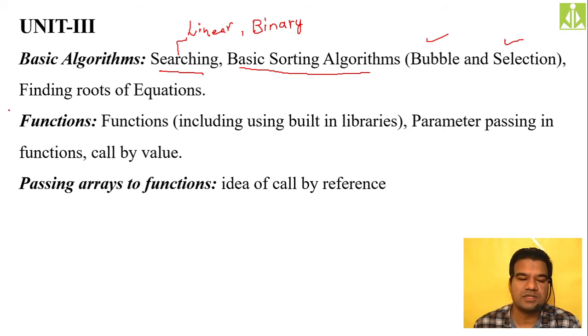Okay, then we have the functions concept. In these functions, what exactly a function is, the built-in functions, which we also call predefined functions, and the user-defined functions. What is the difference between predefined and user-defined functions? How we use them in our C programming language, everything we will discuss. Then we have the parameter passing concept, parameter passing to the functions, call by value, call by reference, everything we will discuss over here. Then passing arrays to functions, the final concept in this third unit.